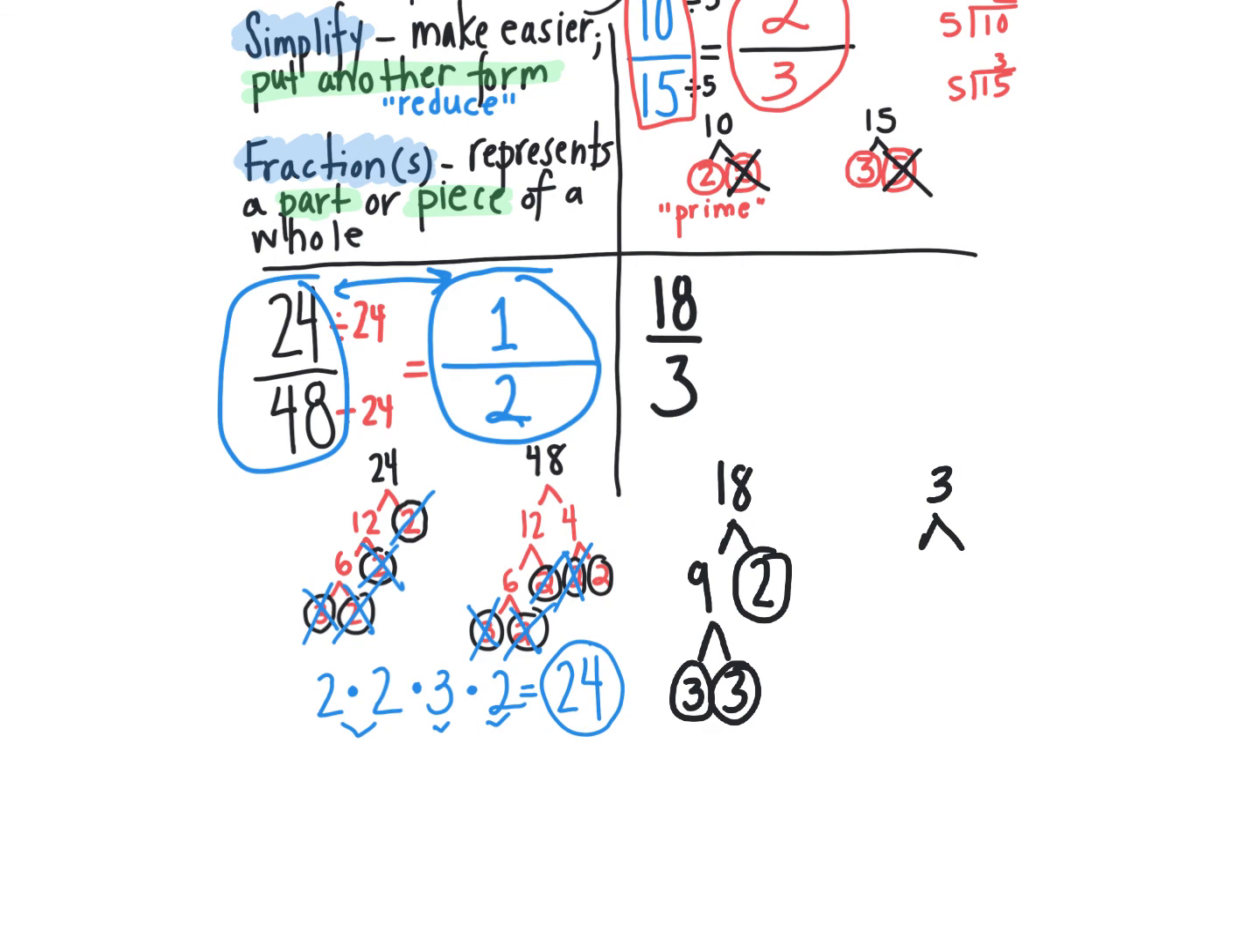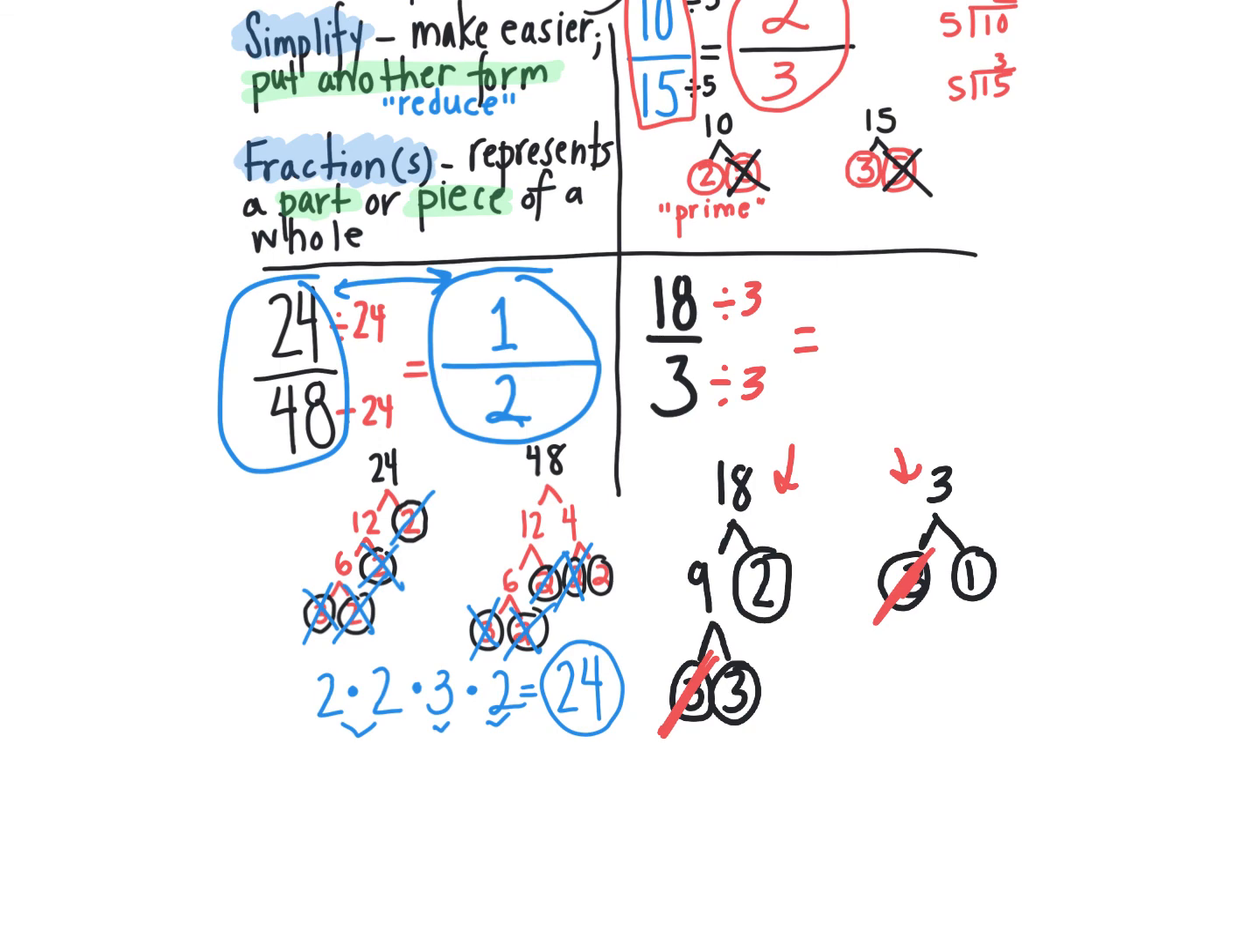Now let's go over here. 3 is a prime number, so the only thing I can multiply this time is 3 times 1. So these are prime numbers. So let's look for a twin. I have to find a twin that's from here and here. In this case, the only twin I see is a 3. So I know I can divide both by 3.